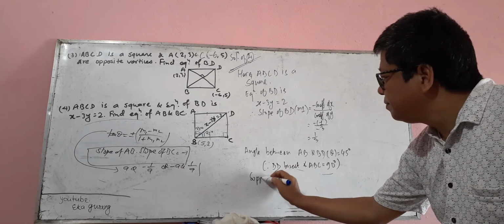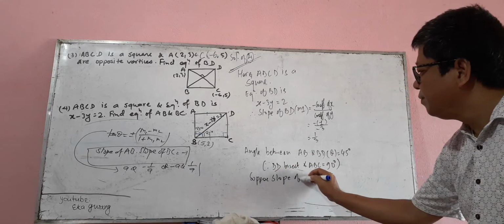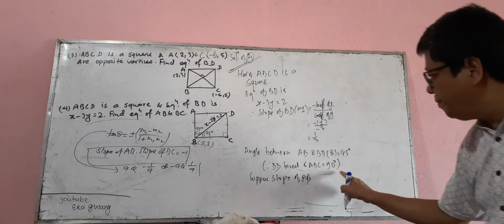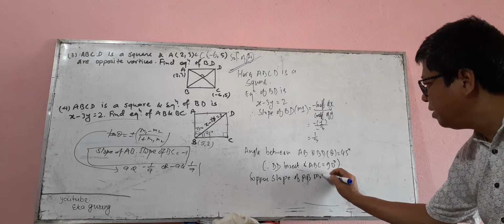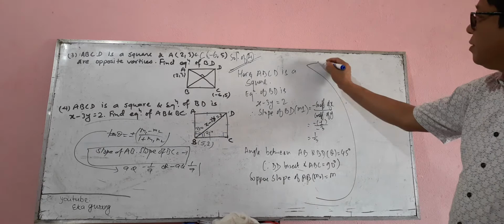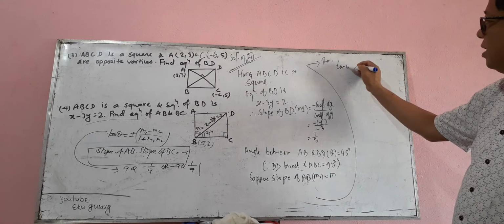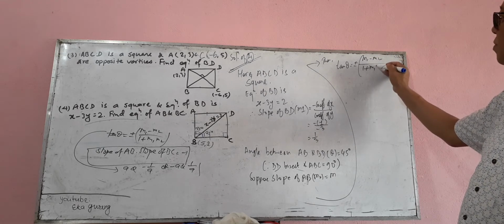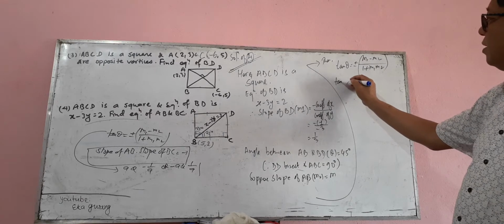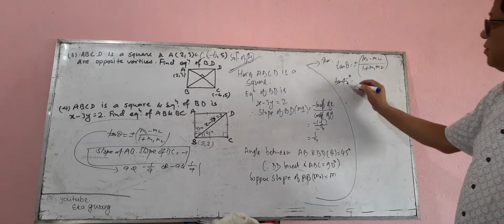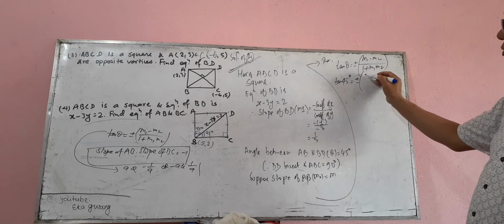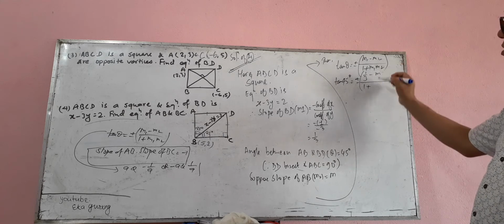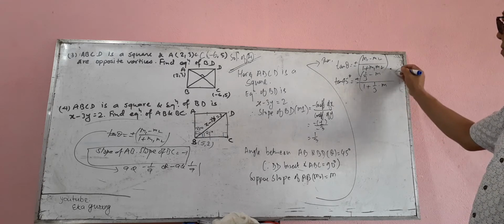And the angle between AB and BC. So suppose the slope of AB, that is m2, is equal to m. Then we get that tan theta is equal to plus minus (m1 minus m2) by (1 plus m1 times m2), and the value of theta is 45 degrees, plus minus, the value of m1 is 1 by 3, m2 is m, divided by 1 plus m1 times m2, that's 1 by 3 times m.